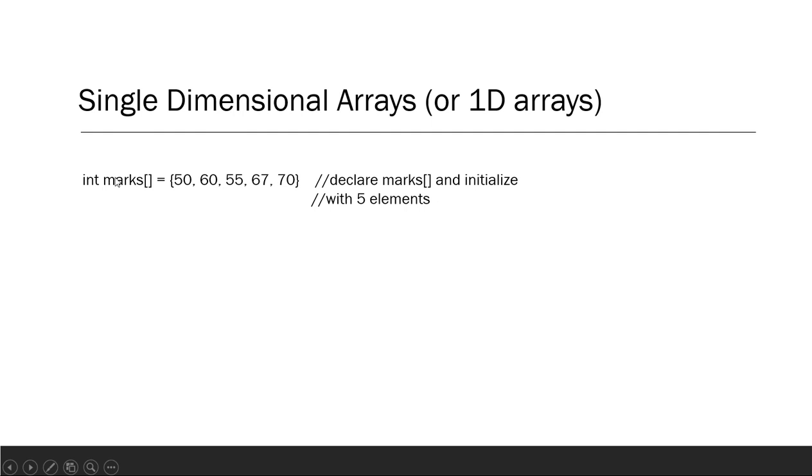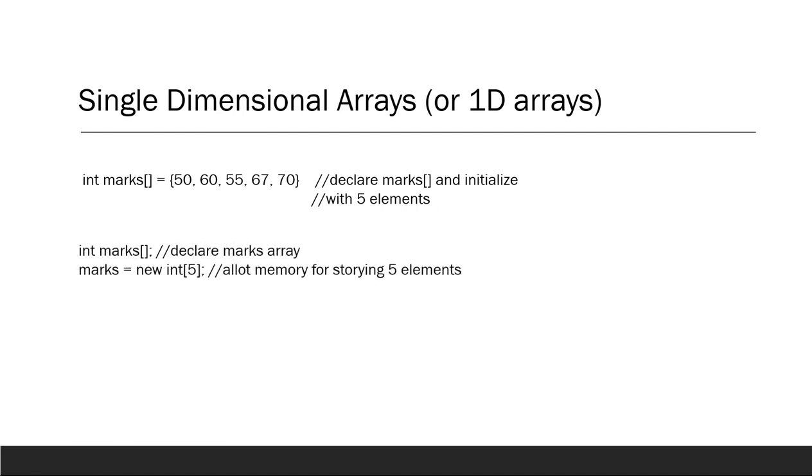There are other different ways also available. So let us see one by one how to create the array. The second way is to just declare the marks array like int marks, then square brackets, terminate it here, and then allocate the memory for storing the 5 elements: marks variable equal to new int and the number of elements. For example, we want to store 5 elements, so we have given 5, right?